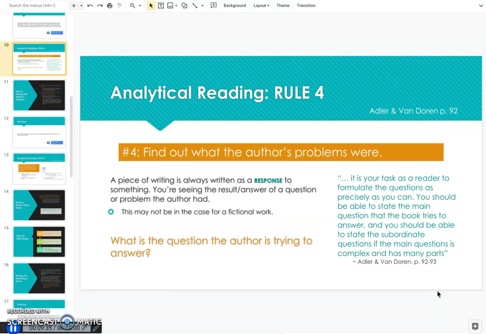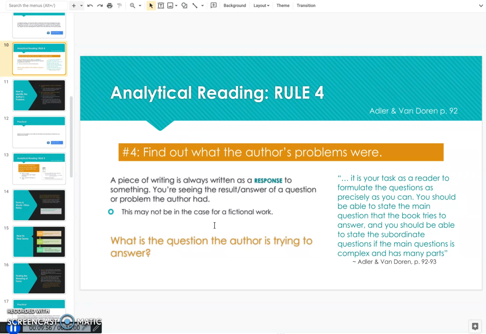So for the 4th rule, you are to find out what the author's problems were. All right, so that may sound a little strange. What this means is, what was the author's purpose in writing this piece? Okay, so realize every piece of writing is always written as a response to something, and you're seeing the result or answer of a question or problem that the author had.